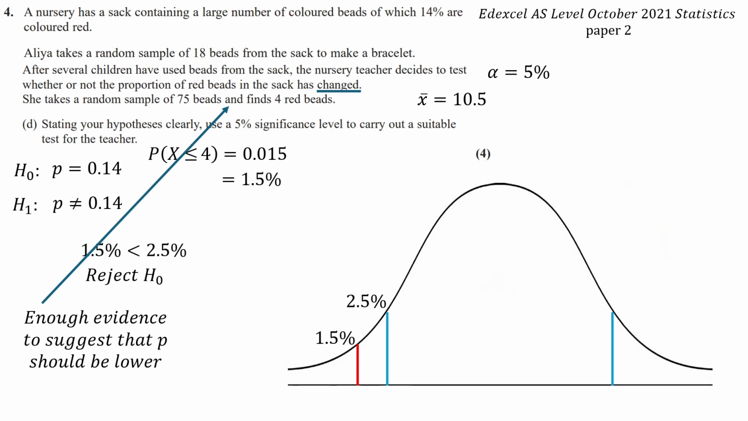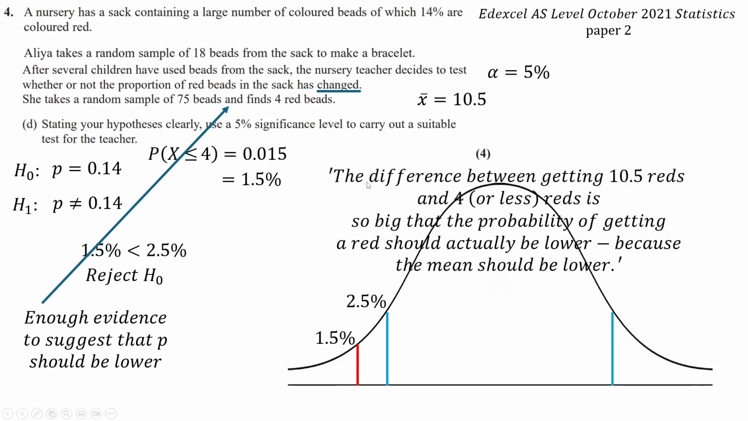So we're saying that P should be lower, which implies that the mean would also be lower. Remember, the mean depends on P because it's n times P. So if P was lower, we'd have a lower mean, which brings us closer to having an average of 4 beads. The average might not be 4, but we want to be closer because the probability of this being a coincidence is really low. This is more accurate than this. Okay.